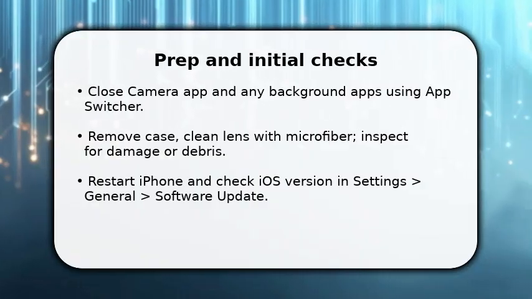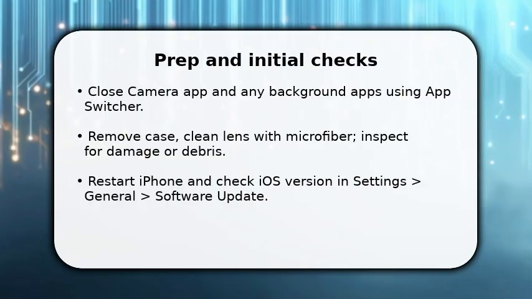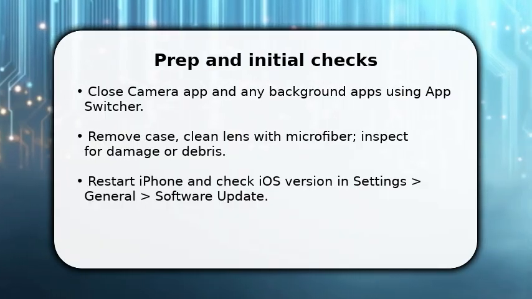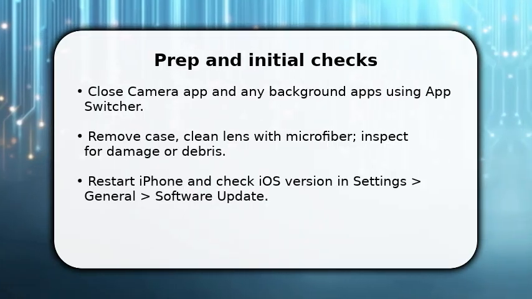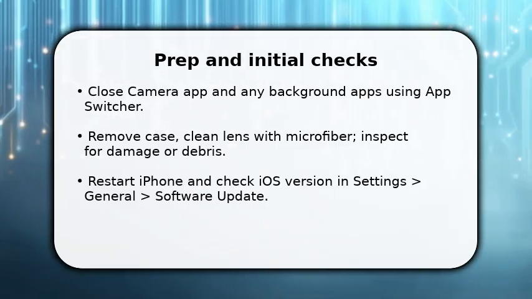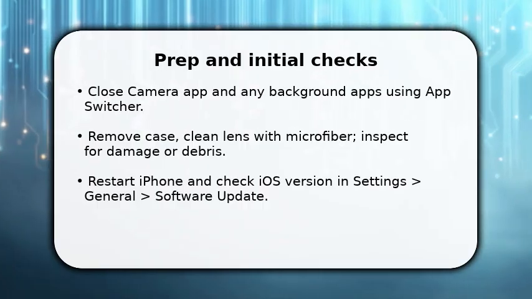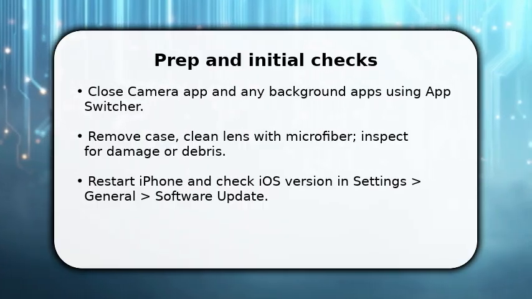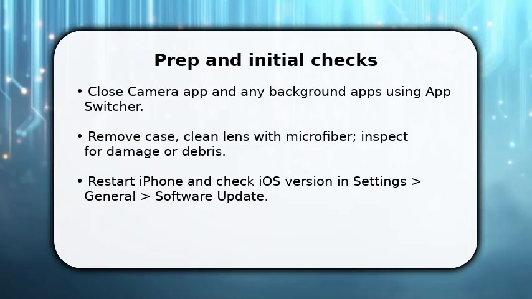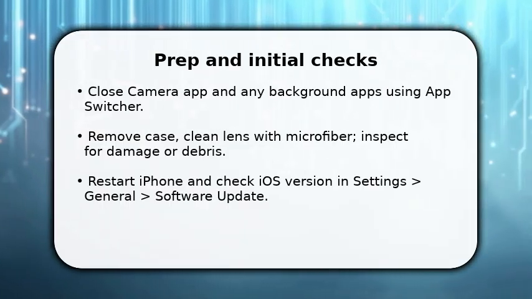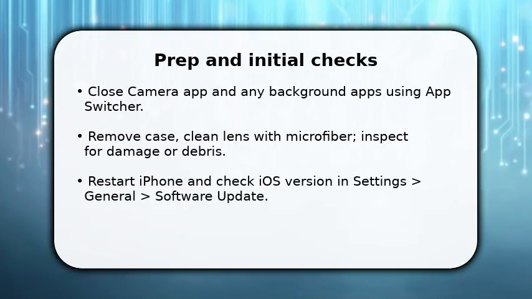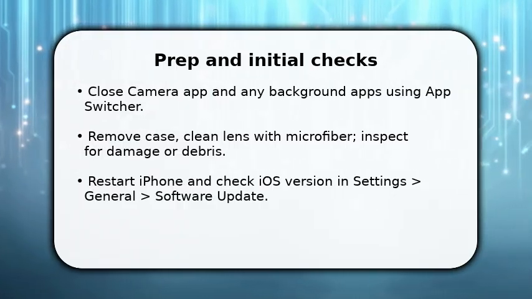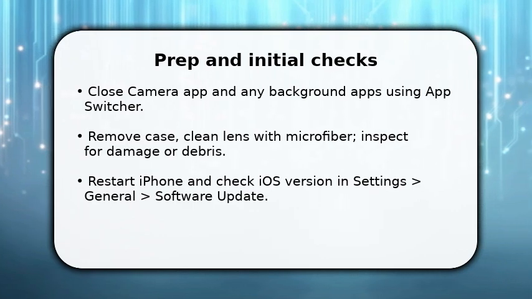You start by closing the camera app and any heavy background apps. This frees resources that affect zoom. Once done, remove your case and gently clean the lens with a microfiber cloth because smudges or grit change focus. Then restart the iPhone to reset camera services and make sure your iOS is up to date in Settings, General, Software Update. These initial steps eliminate common software and physical issues so you can test zoom behavior immediately afterward.